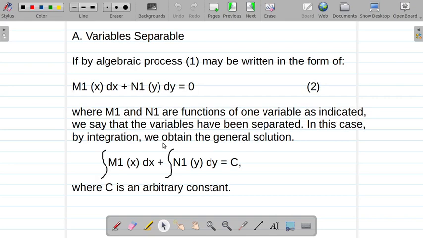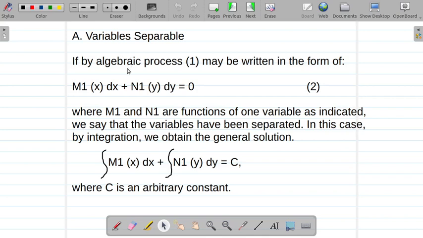So if by algebraic process may be written in the form of M1(x) dx plus N1(y) dy is equals to 0, where M1 and N1 are functions of one variable as indicated, we say that the variables have been separated, in this case by integration, so we obtain the general solution. Variable separable basically is all terms containing x and y must be grouped with dx and dy respectively.